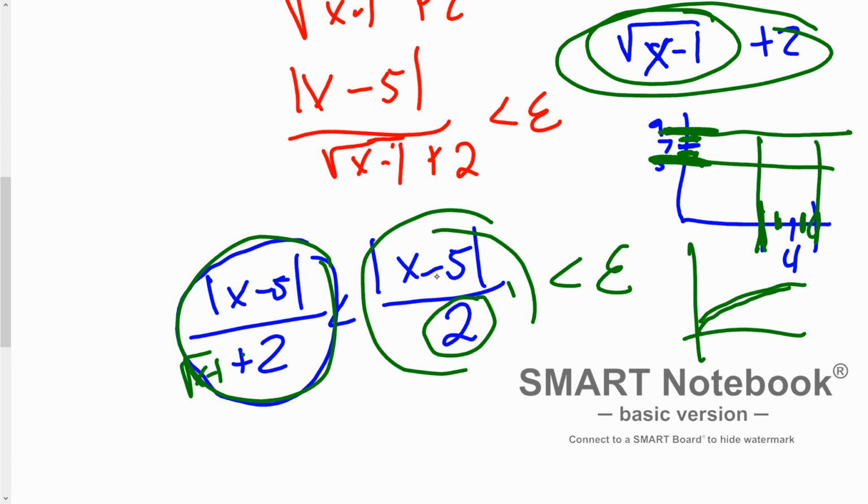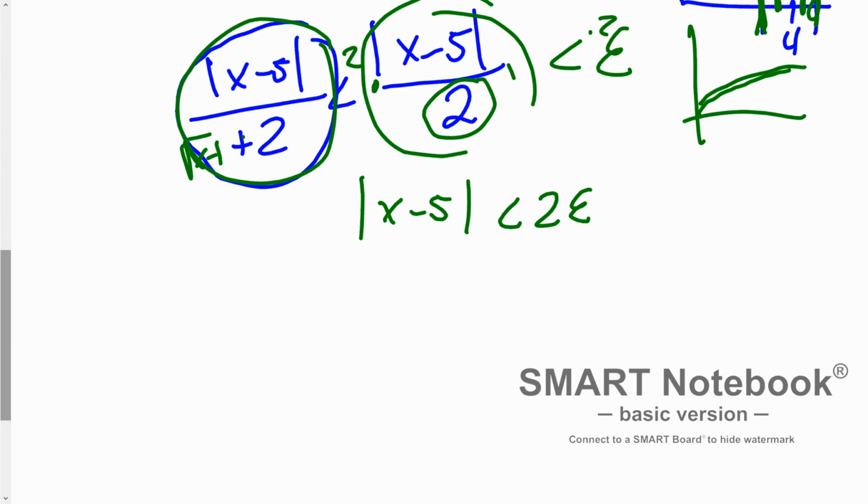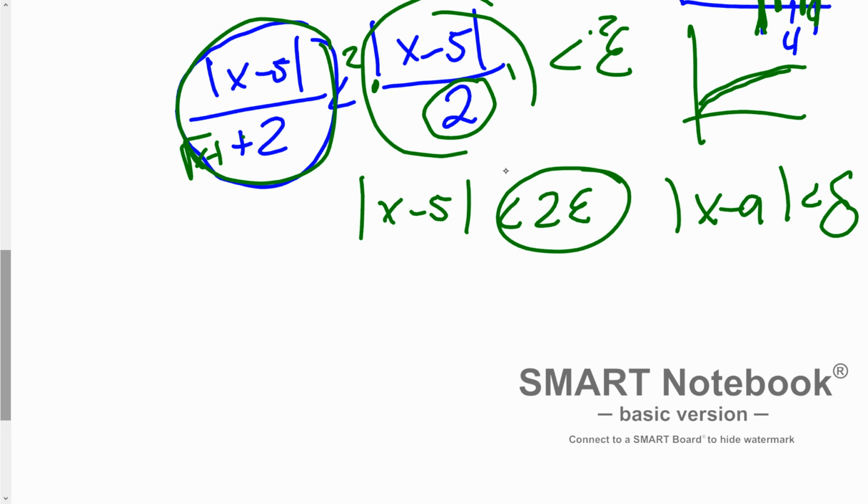Okay, so now again, I want to get x minus 5 by itself. So now it's easier to just multiply both sides by 2. And so I get x minus 5 is less than 2 epsilon. Okay. And so now I know what my delta needs to be, right? Because it's x minus a is less than delta, and so my delta needs to be 2 epsilon.